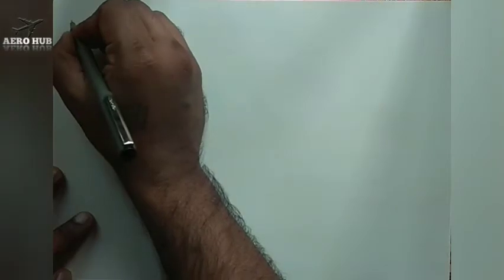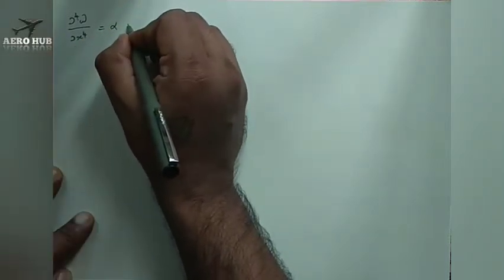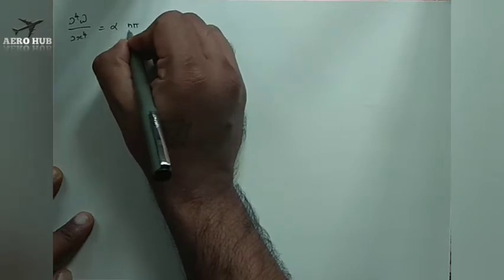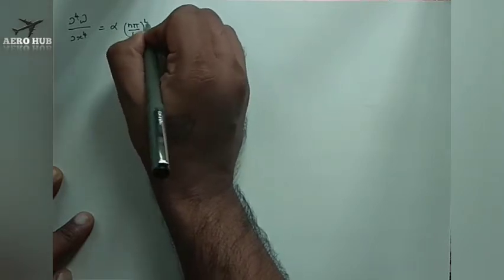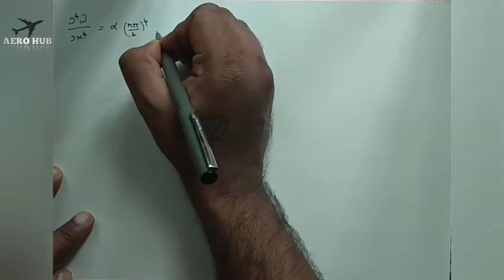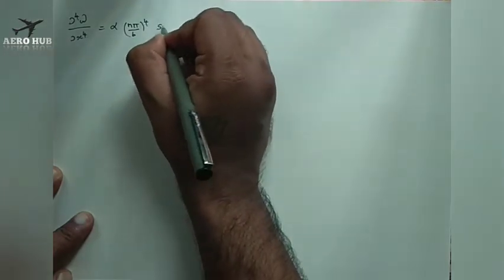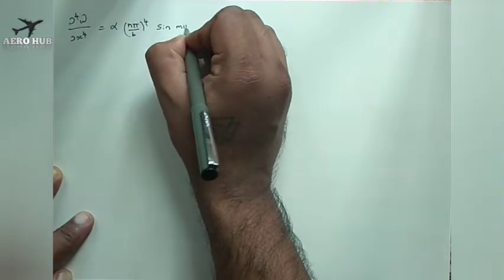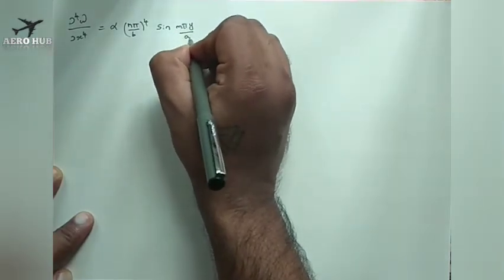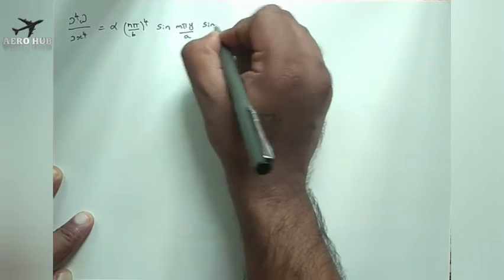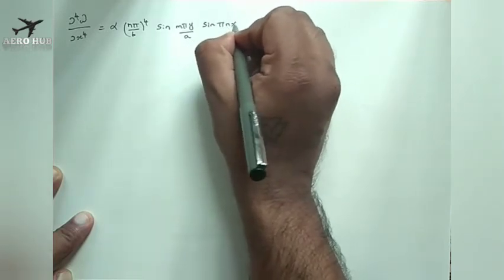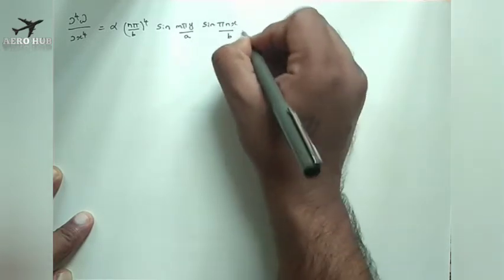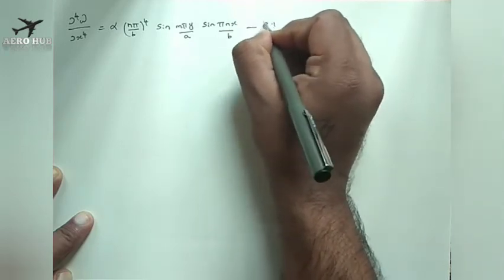Now we will write the equation ∂⁴ω/∂x⁴ = α (nπ/b)⁴ sin(mπy/a) sin(nπx/b). I am differentiating equation number 2, and writing the final result here. This is equation number 3.1.